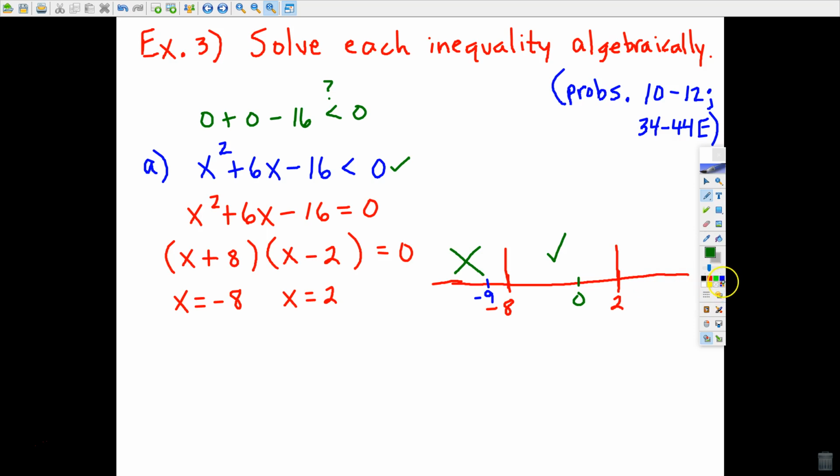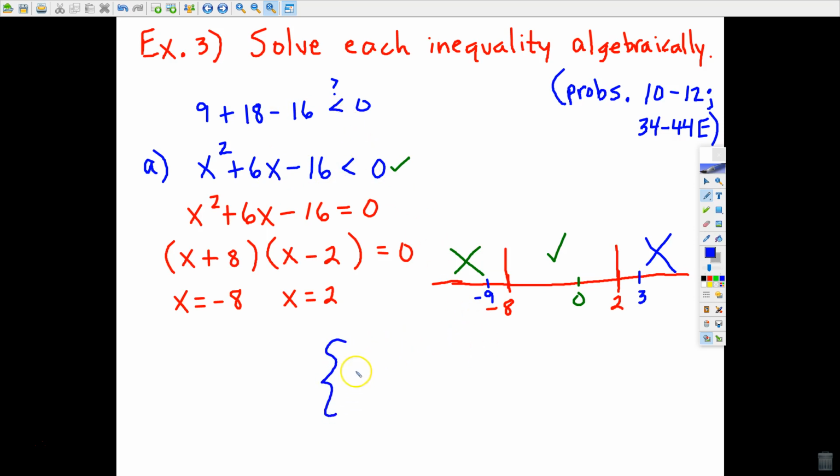Alright, so let's keep going, and now let's pick a number from this other section, like 3. So let's see. If we let 3 go in for x, 3 squared is 9, plus 6 times 3, which is 18, minus 16, is that less than 0? Well, we get the same answer as we got earlier. 27 minus 16 is 11. 11 definitely is not less than 0, so these do not work. So my final answer are these numbers in between negative 8 and 2 that we found with 0 does make this inequality a true statement.